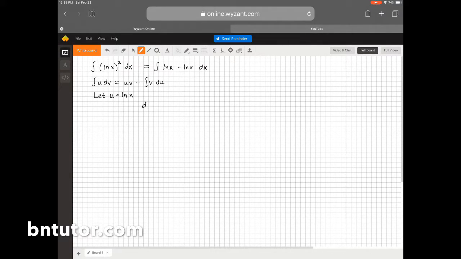For now, let's take the original problem and split it into two parts. u will be the first natural log of x, and the rest of the original problem is what we'll call dv. To fill in the integration by parts formula, we need a couple pieces.